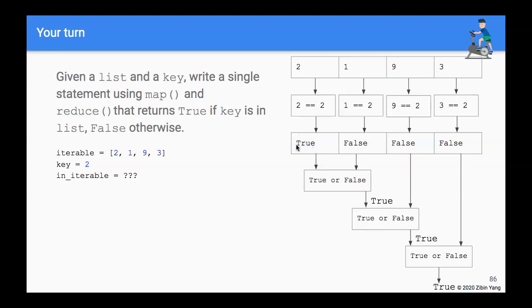Now, with a new list of trues and falses that tells me whether the key is equal to each of the elements, in the reduce function what I would do is figure out if at least one of these elements is true. If one or more of them is true, then I know at least one of the elements is equal to the key. So the operation that I'll use for reduce will be the OR, and that's how it will at the end tell me if the key is in the given list.